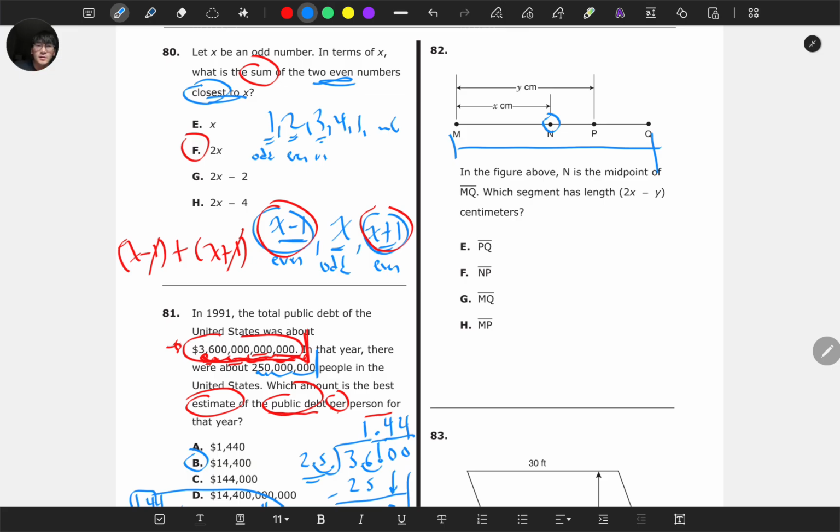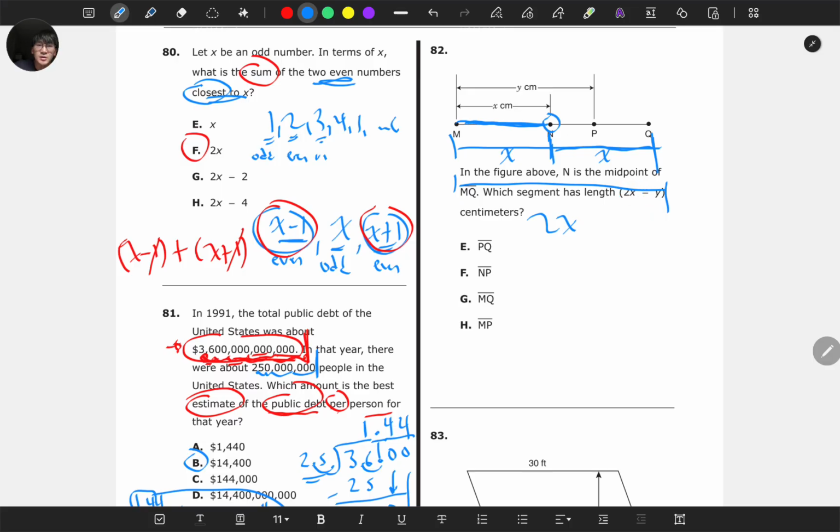Okay. Look, if N is the midpoint of MQ, that means MN, that's half of MQ. That's x. So this piece is x. So NQ also has to be the other half, so it's got to be x. So that means that this whole thing is 2x. Okay? That's just 2x minus y. So that means I'm taking the whole thing and I'm deducting y.